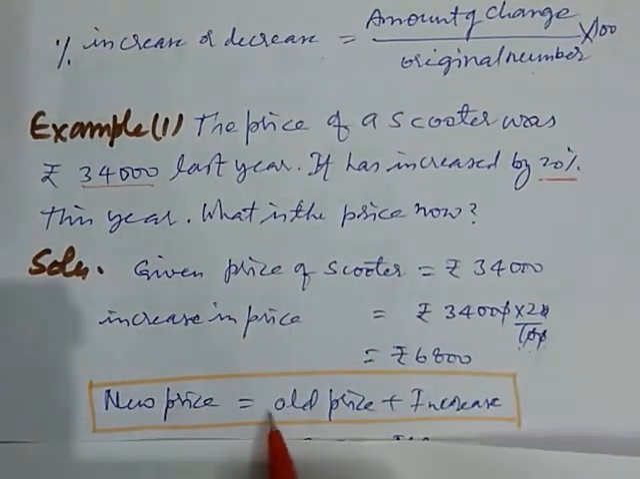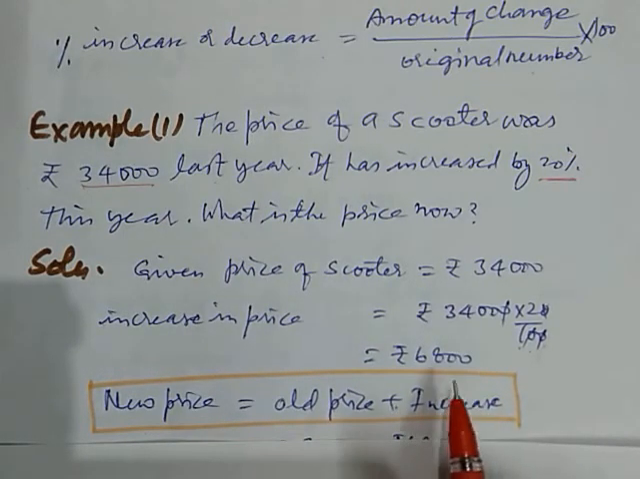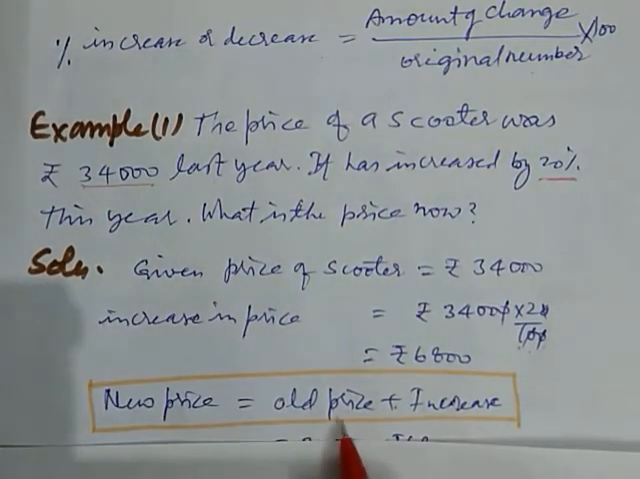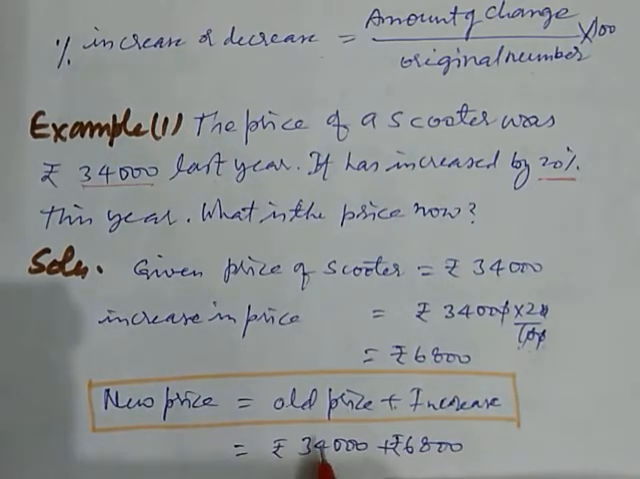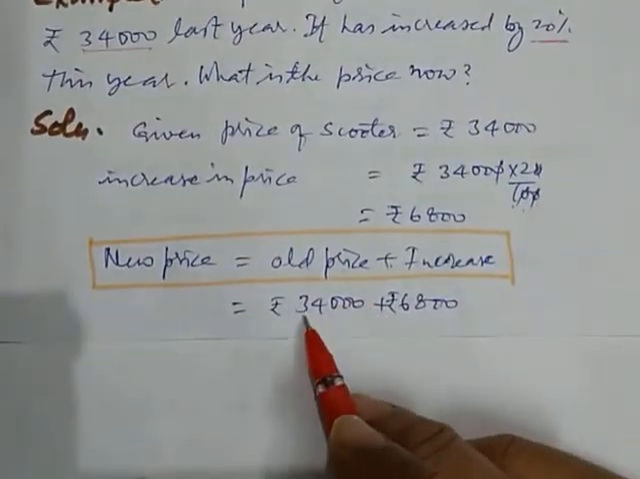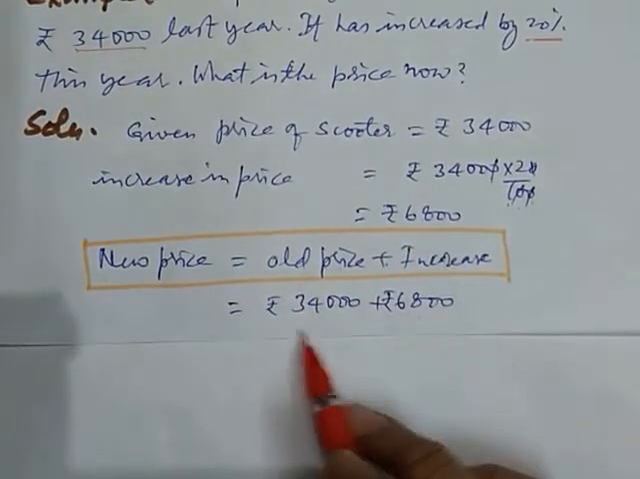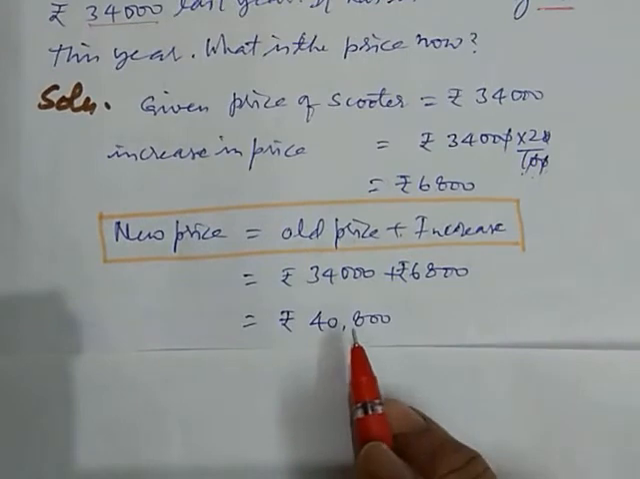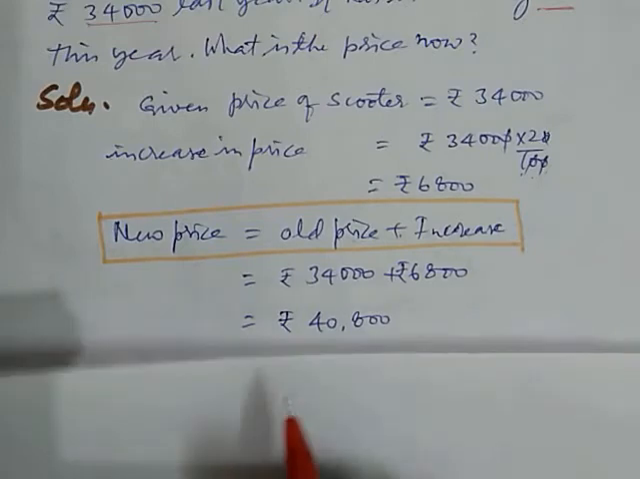This is the amount of the increase in price, and we have to find the new price. So new price equals old price plus increase. Old price means the original amount. This is the original amount, and this is the increase in price as an amount. So we add them and get the new price. Old price 34,000 plus rupees 6,800 is our new price. By adding this we get rupees 40,800. This way we found the new price. So learn this well.